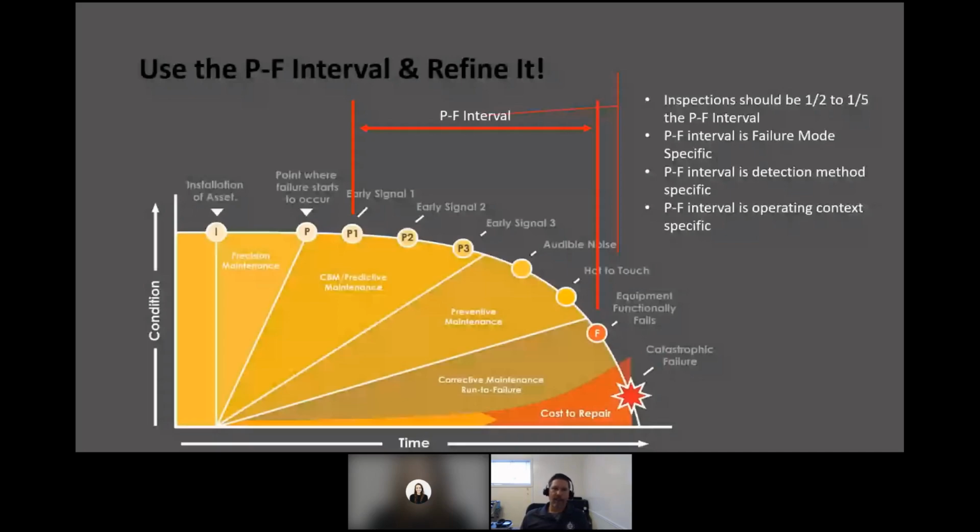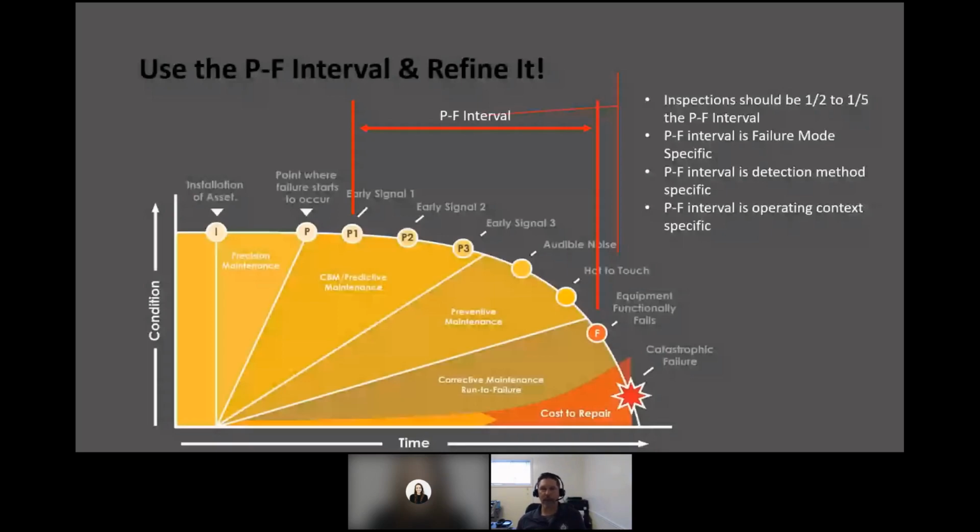The PF interval is detection method specific. So if we have a really strong PF interval based on data for vibration and we move that inspection to ultrasound, that PF interval is going to change dramatically, and we need to account for that when we're shifting our routes around. It's also operating context specific.